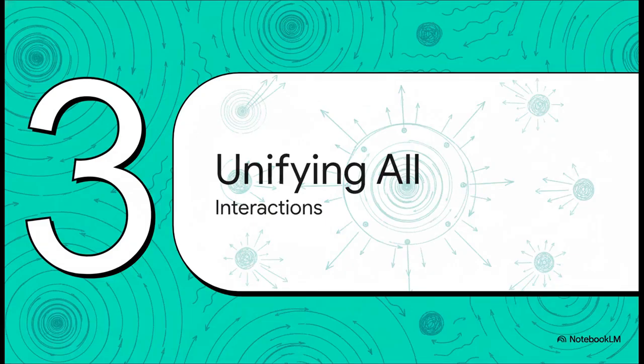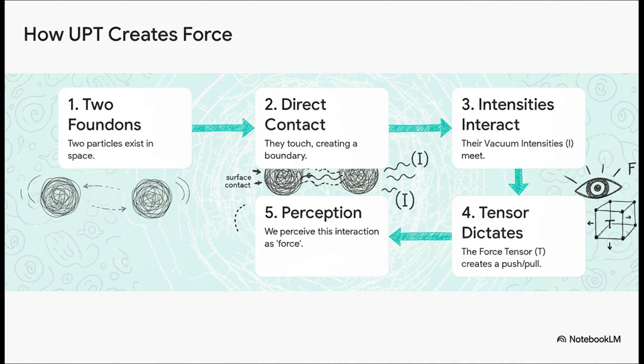All right, so how does this one single mechanism manage to explain all the different forces we see out there in the universe? Let's see how it's all supposed to come together. The whole process is surprisingly straightforward. So picture two of those foundon particles. They move through space and eventually touch, creating a boundary between them. Right at that boundary, their different vacuum intensities interact. The force tensor then tells you exactly what the push or pull is, right there on that surface. And that interaction, that physical push or pull on the surface, is what we call a force.